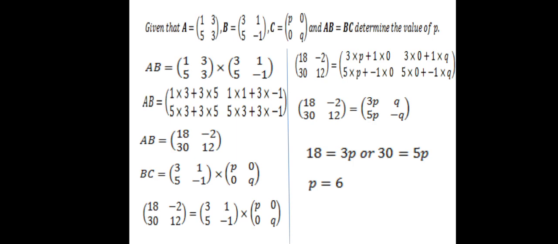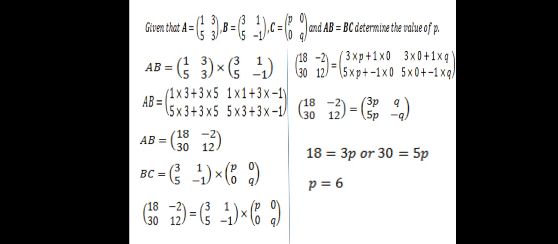After doing so, we compare AB and BC because they should be similar. You can see the first part of the matrix AB is 18, which corresponds to 3P on matrix BC. The second is negative 2, corresponding to Q. The third item is 30, corresponding to 5P. The fourth item is 12, corresponding to negative Q.